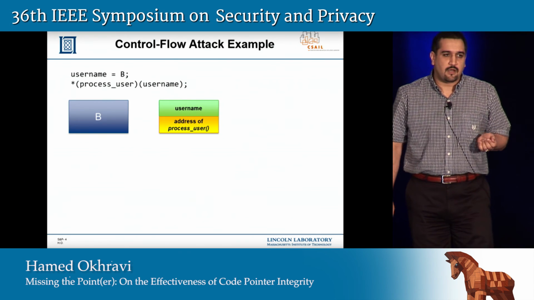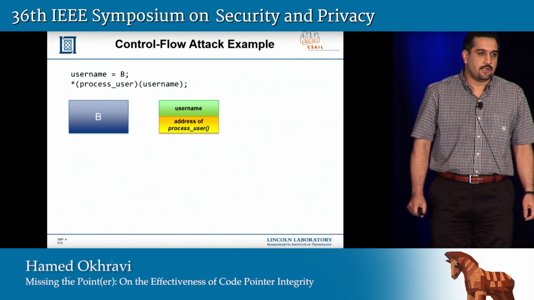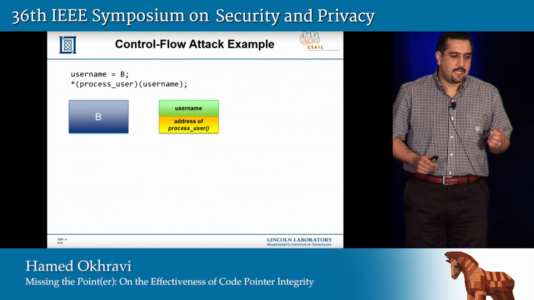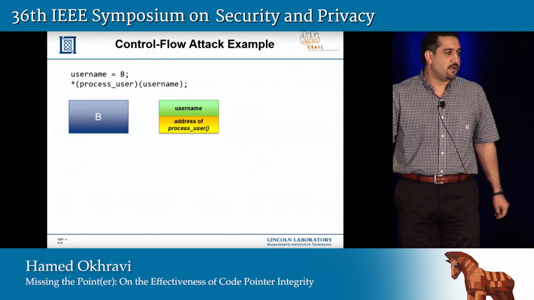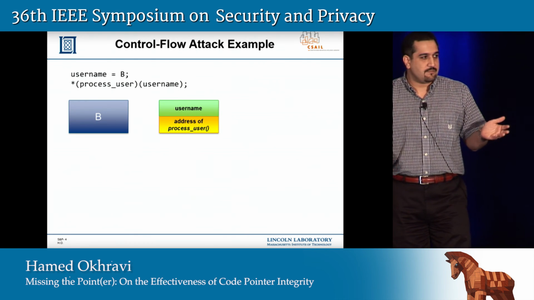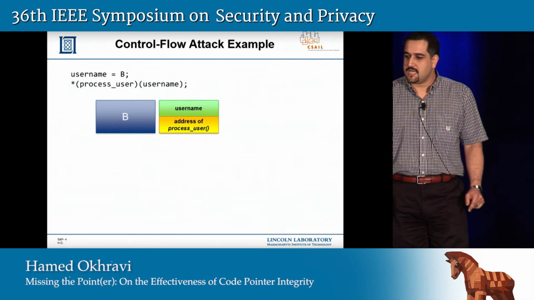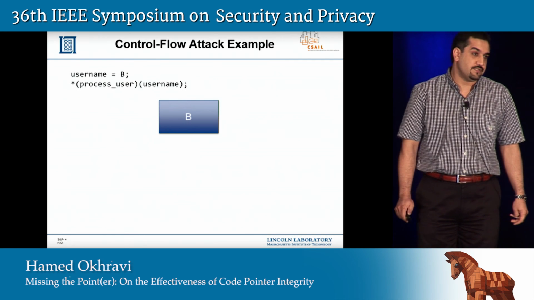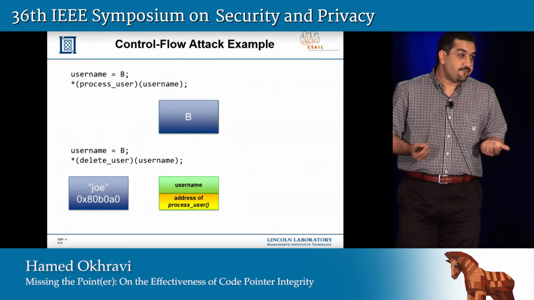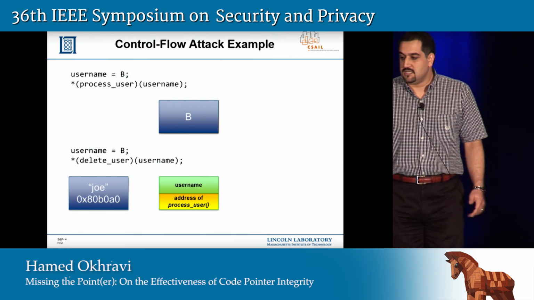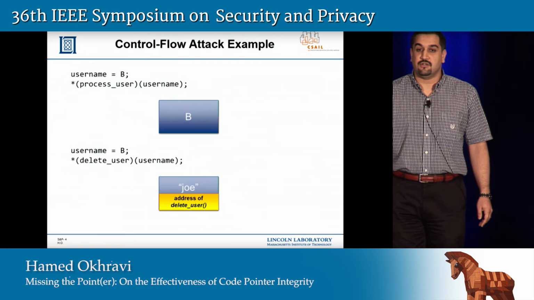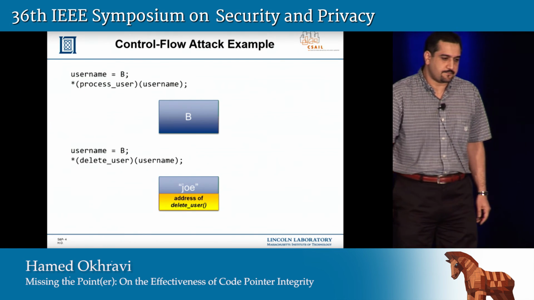So this is an example of a control flow hijacking attack where we are asking for a username from a user, and the address of a function, process user, is stored right next to that username. So if the user provides a username that's longer than the buffer for the username, they can corrupt the value of the function pointer. And if they're smart in their injection, if they put the address of a different function, let's say delete user, they can overwrite the function pointer and redirect execution to delete user.